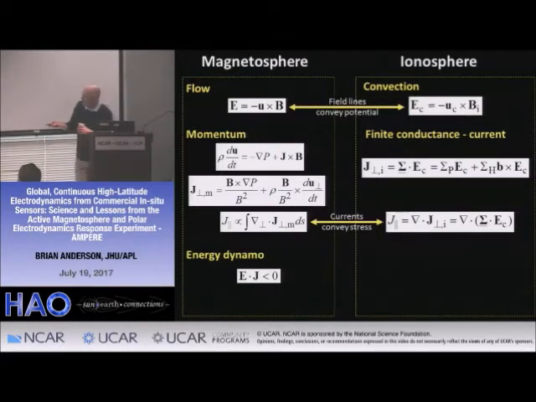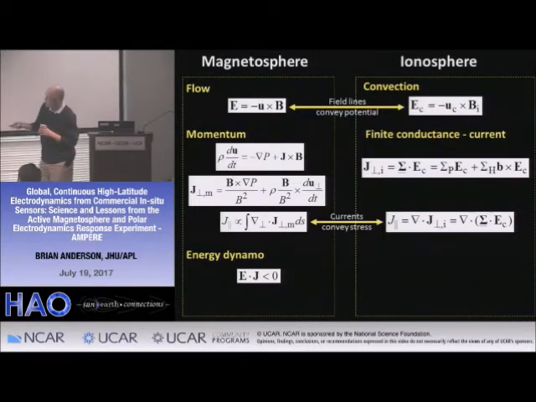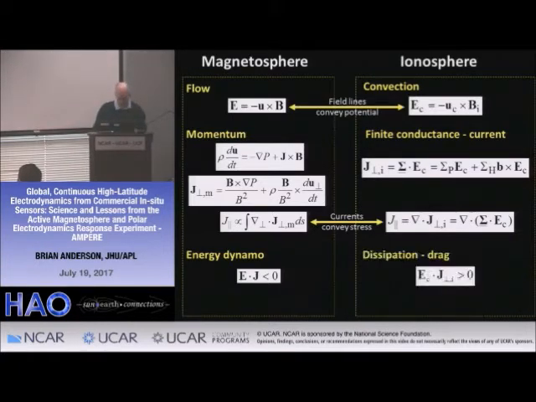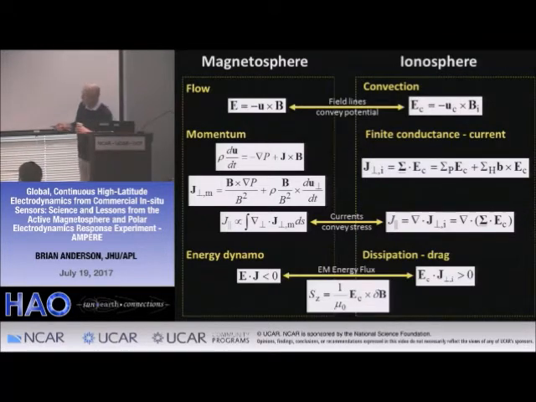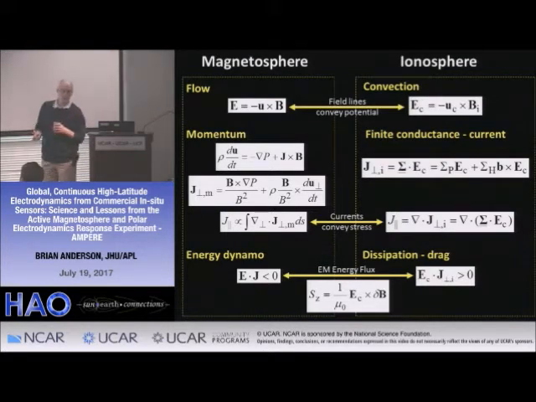And if you want to talk about energy, the magnetosphere at high altitudes is the dynamo for the system. Let's set neutral winds aside for the moment. And primarily the ionosphere and thermosphere is the drag on that, and the dominant energy flow is electromagnetic energy flow, which you can measure with the Poynting flux.